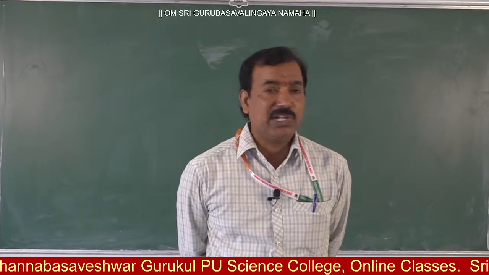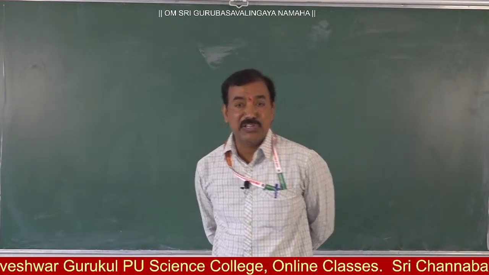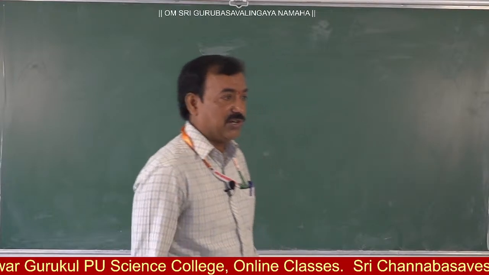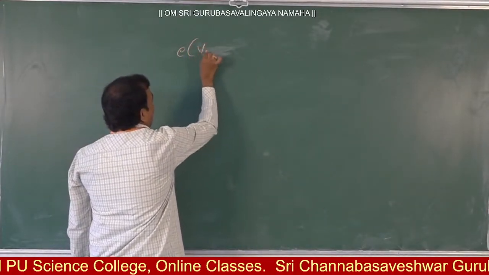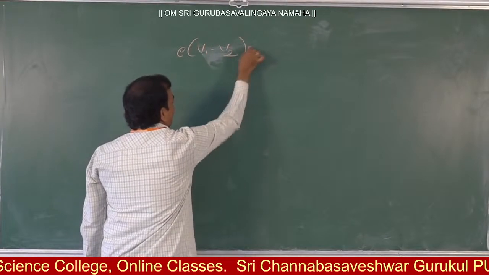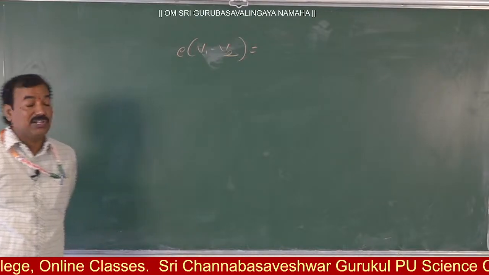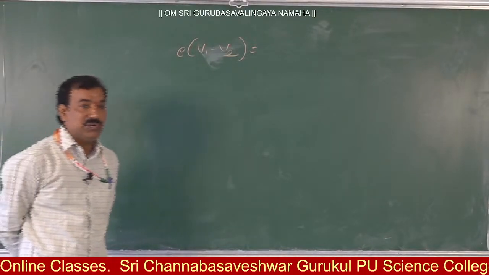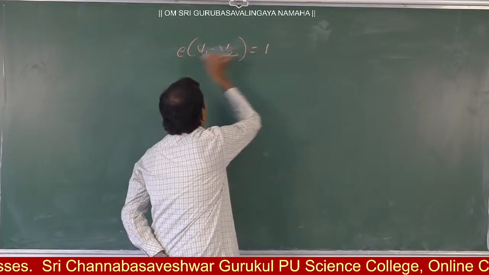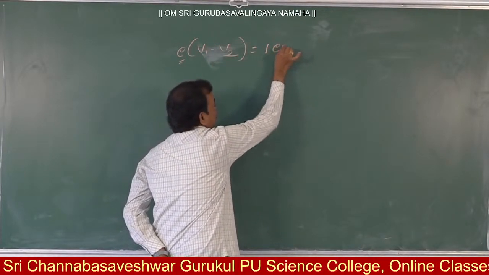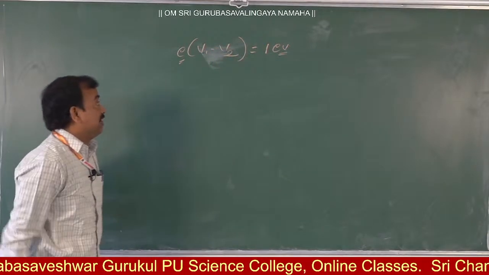In the last class, I gave one question. You got the answer. The decrease in stopping potential is equal to E into (V1 minus V2). So this value is equal to 1, and E is given as 1 electron volt.